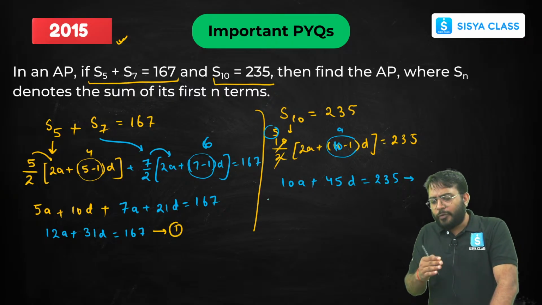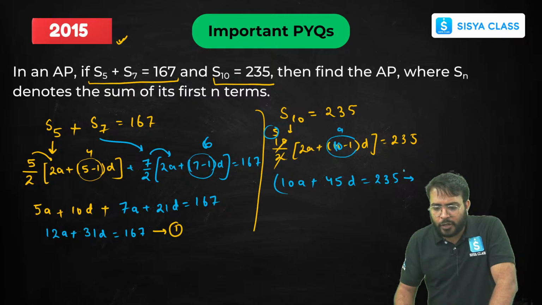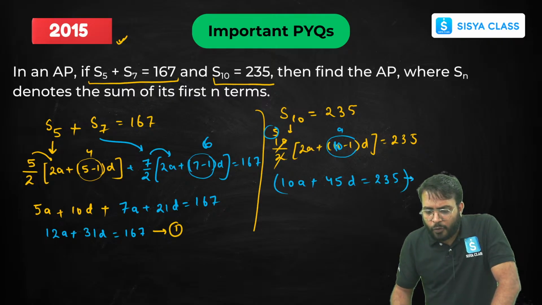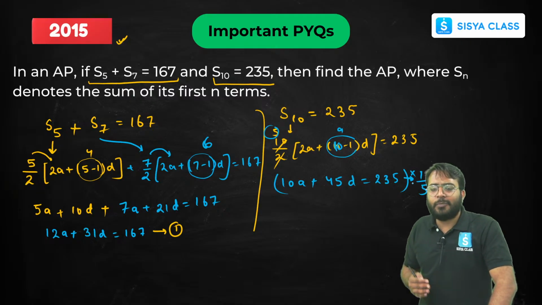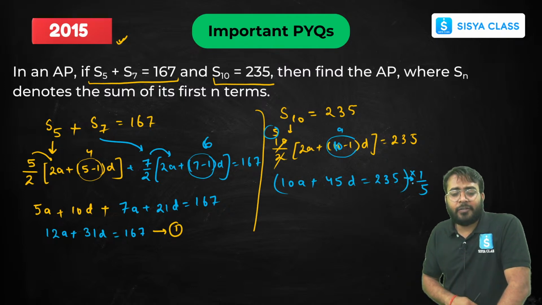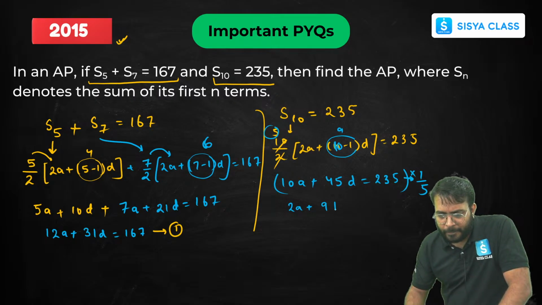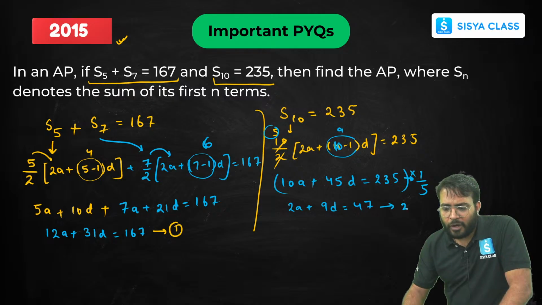If I divide this whole equation by 5, or multiply it by 1 by 5, what I will get is 2a plus 9d is equal to 5 into 4, 20, 35, 47. So you are going to get one more equation.